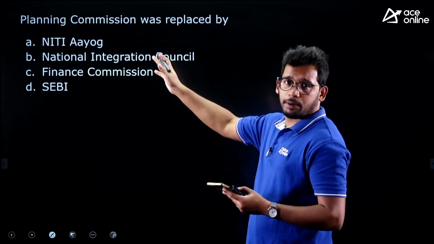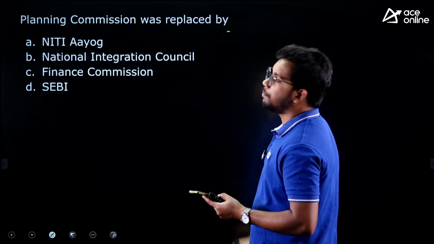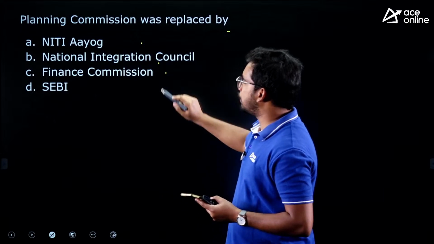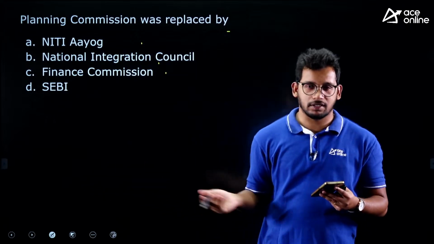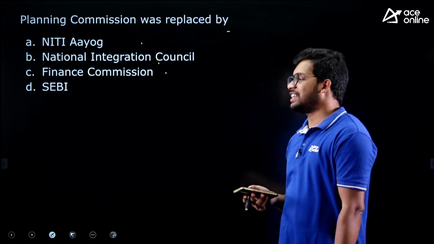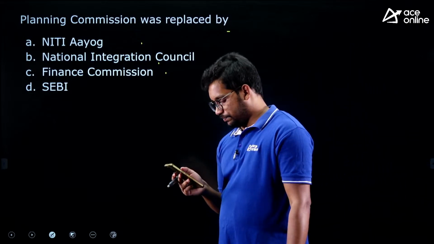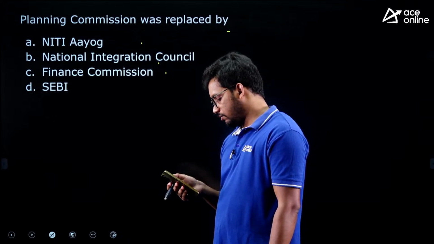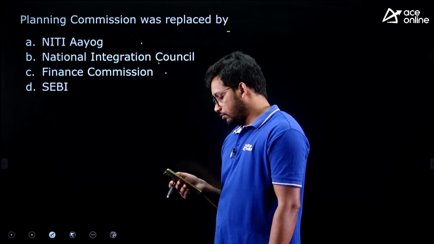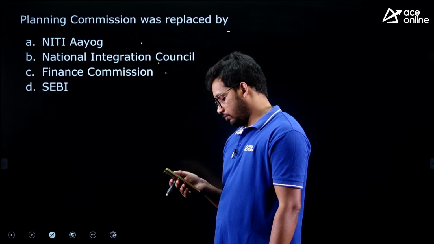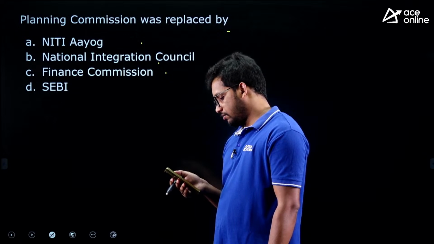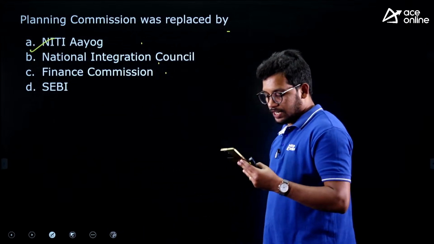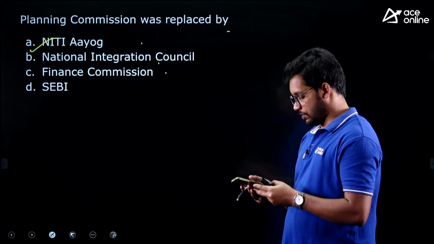Planning Commission, which was implementing the 5-year plans, was replaced by: Niti Aayog, National Integration Council, Finance Commission, or SEBI? So at least please answer this question. A very simple one, isn't it? Just now we discussed. Yes, some of you have answered it correctly. It is nothing but Niti Aayog that has replaced the Planning Commission.